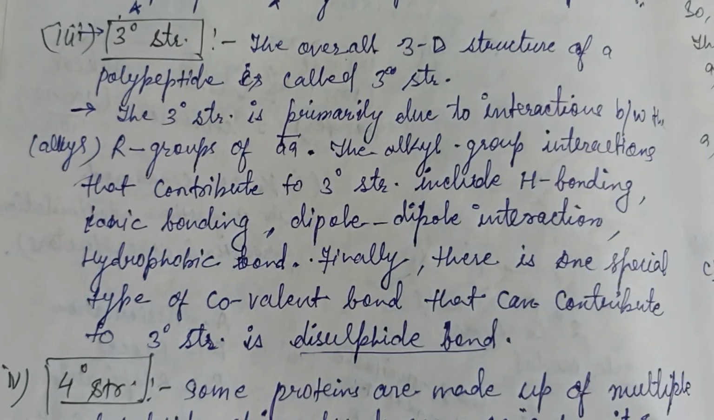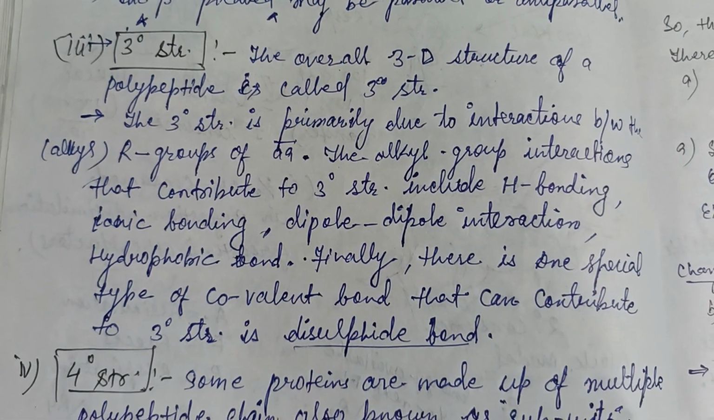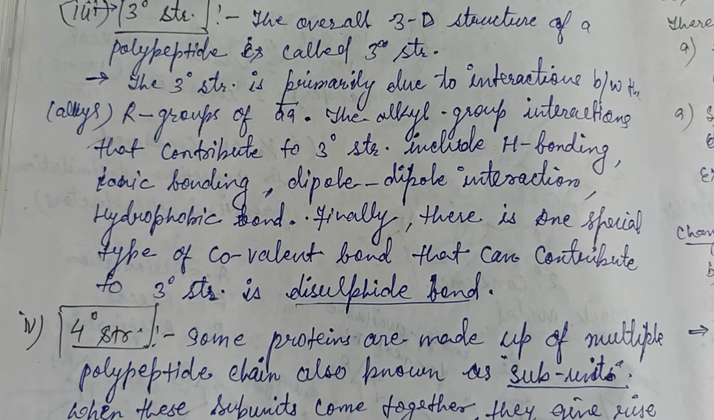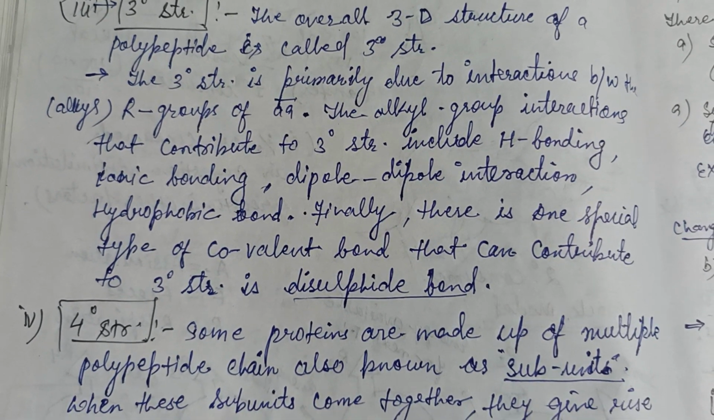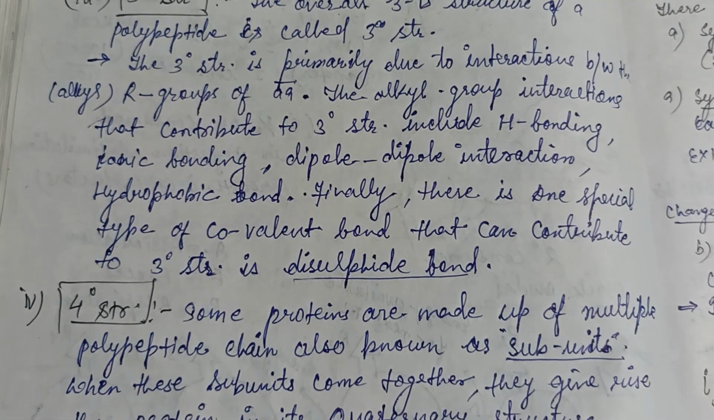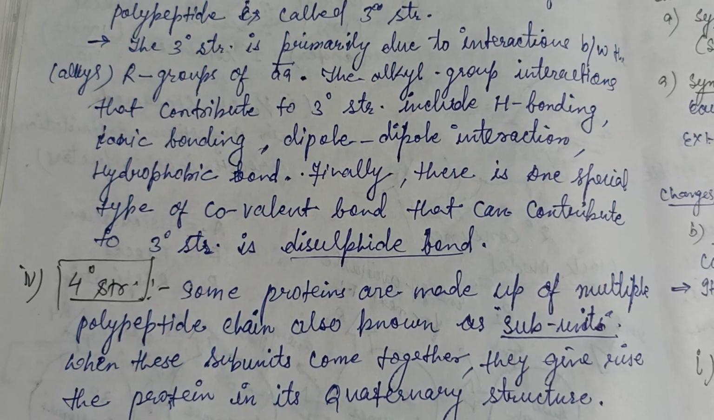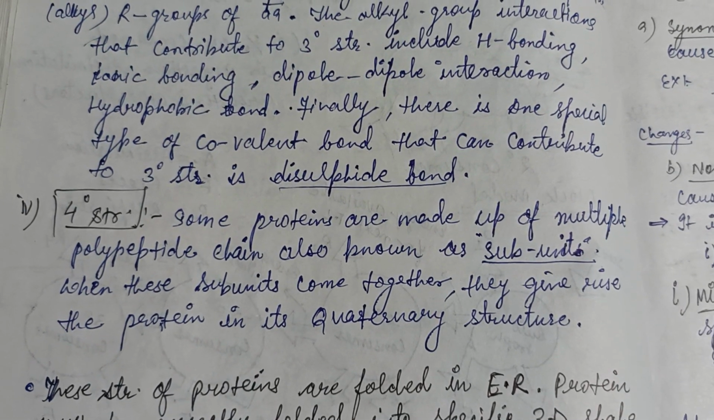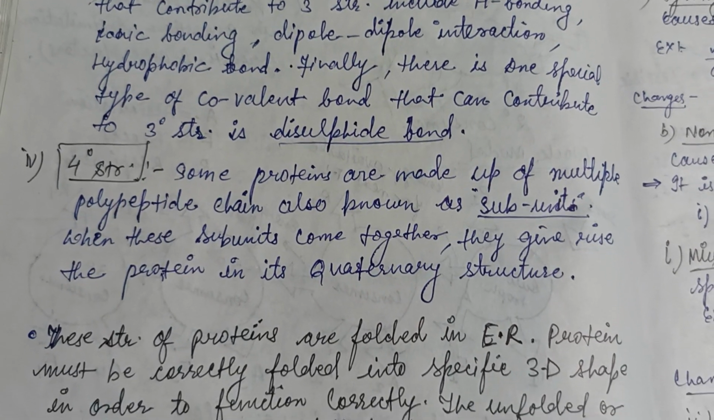The next one is the tertiary structure. It is a 3D structure formed by interaction between the R groups, that is the side chains of the amino acids. The interactions may be H bonding, ionic bonding, dipole interaction and hydrophobic bonds, and they contribute to the tertiary structure. Covalent bond formation, the disulfide bond, is also found.